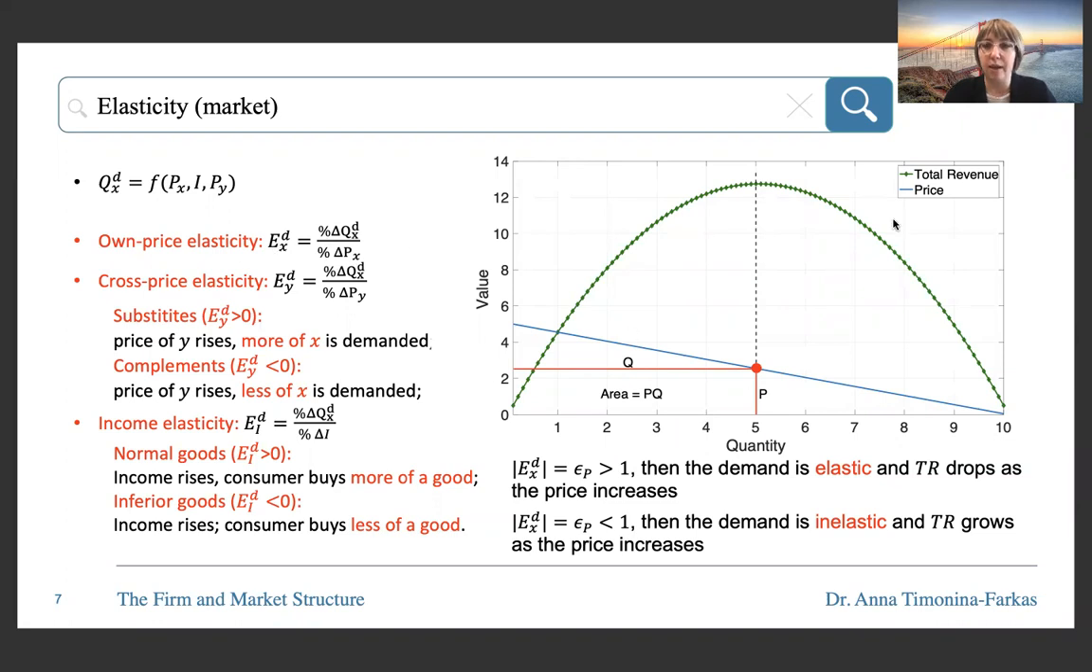less than 1. Consider total revenue, which is just a product of price and quantity. If we're talking about the elastic range and the price increases, then we can say that total revenue drops. If we're talking about the inelastic range, where own price elasticity is less than 1, then we can say that total revenue grows as the price increases.